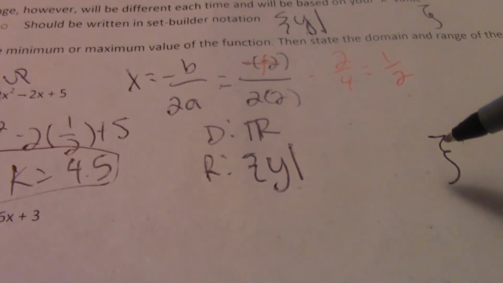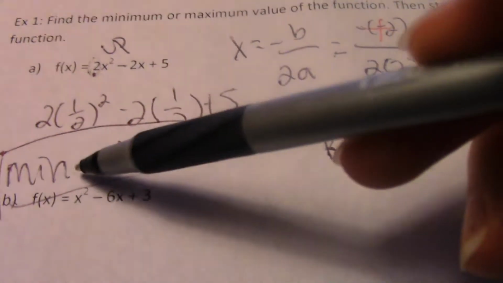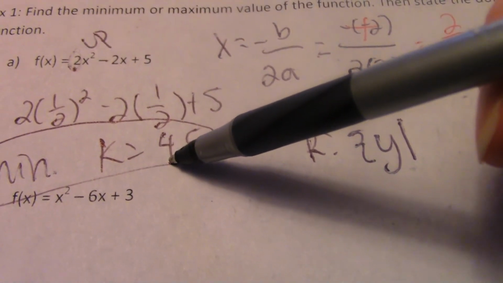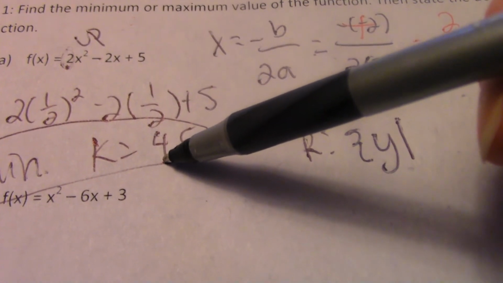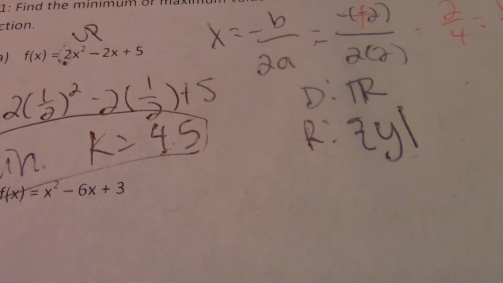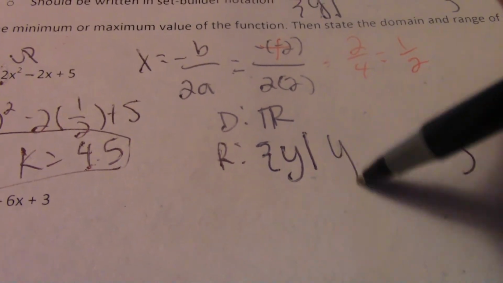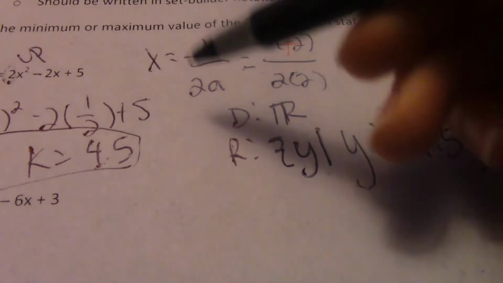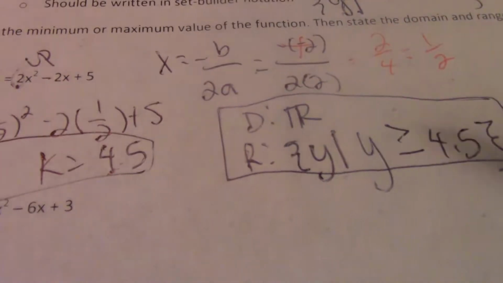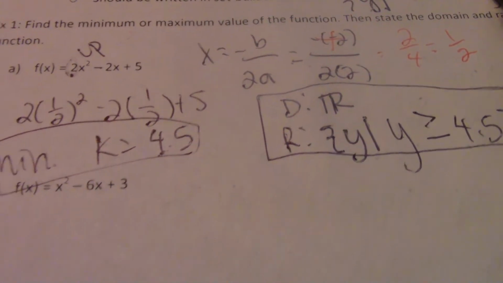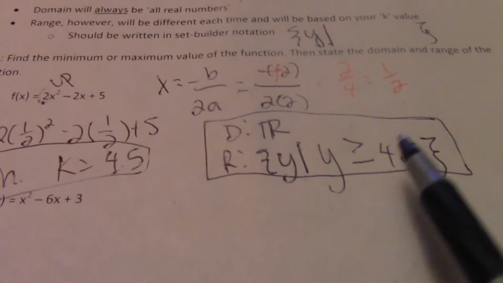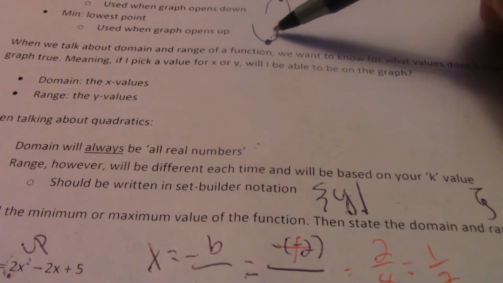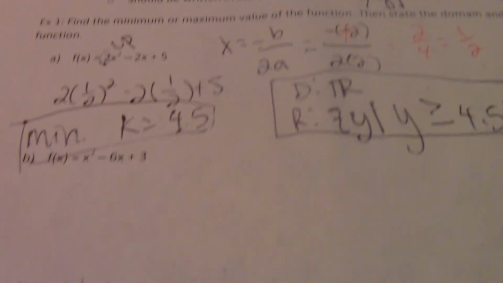Now, that's set builder. What you need to know is if this is a minimum, that means this is the smallest number possible. So that means any number I choose has to be bigger than that. Okay? So I'm going to write y has to be greater than or equal to 4.5. And that's also my answer I'm looking for. So that means 4.5 is this number here. Anything above that is what I can do.